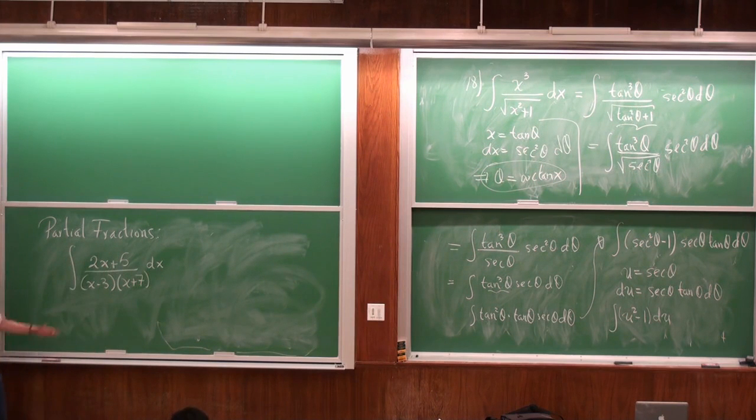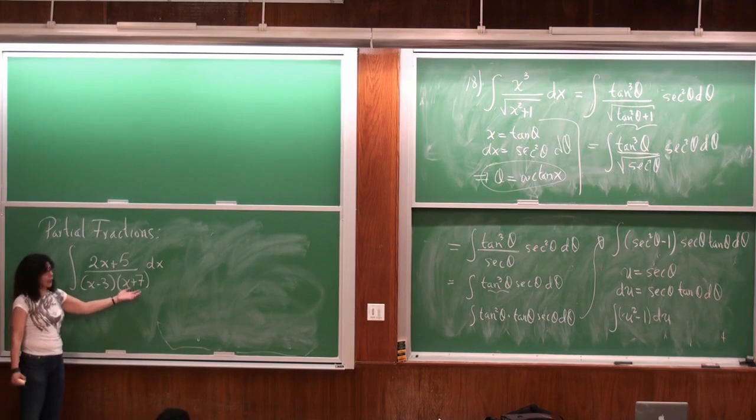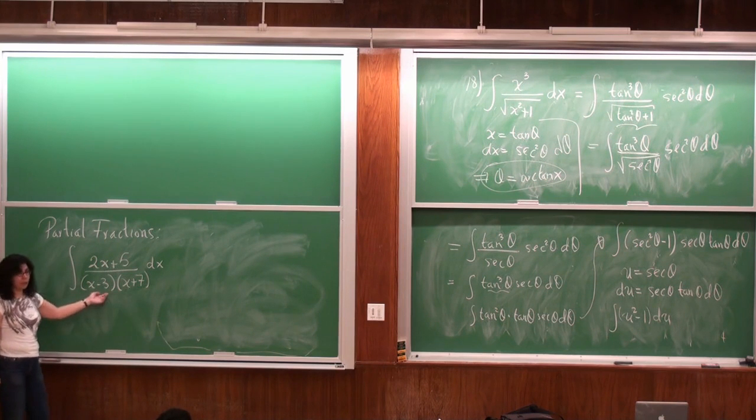Okay? So, you know that it's partial fractions because it looks like this. It looks like a product. This is the easiest case. It looks like a product of linear factors in the denominator, and it has something on top, a polynomial whose degree has to be smaller than the degree of the denominator. So what you have in the denominator is something of degree 2, and you have something of degree 1.